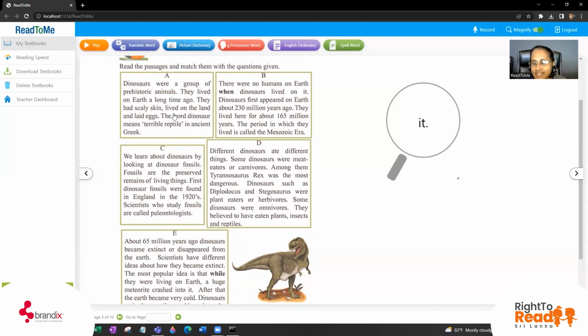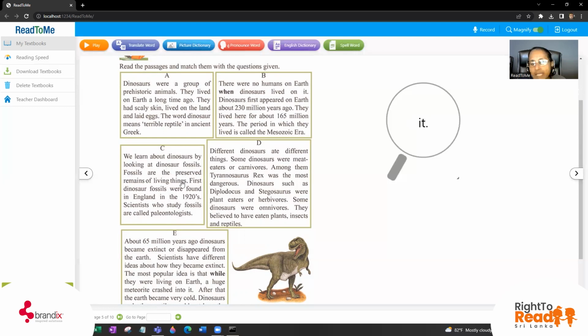Are you ready? What were dinosaurs? Which paragraph says what dinosaurs were? Yes, caption number A. Good. Then, when did dinosaurs live on Earth? Very easily you can find there were no humans on Earth when dinosaurs lived on it. They lived millions of years ago. Then caption number B describes when dinosaurs lived on Earth.